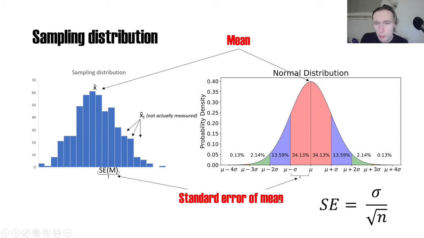And that's almost the same thing, but the standard error of mean, which is abbreviated as SE or sometimes as SEM, is the standard deviation which you got from your single sample divided by the square root of the number of participants within that sample. But other than that, everything else is the same. So going one standard error of mean to the left is 34%, going one standard error of mean to the right is 34%, and so on.